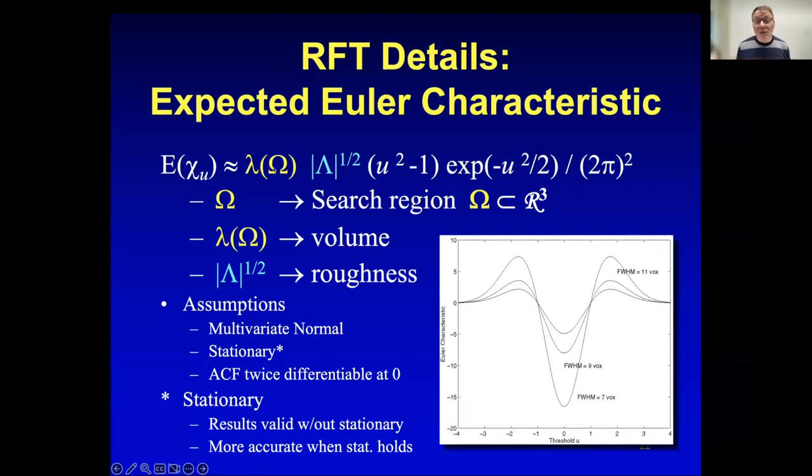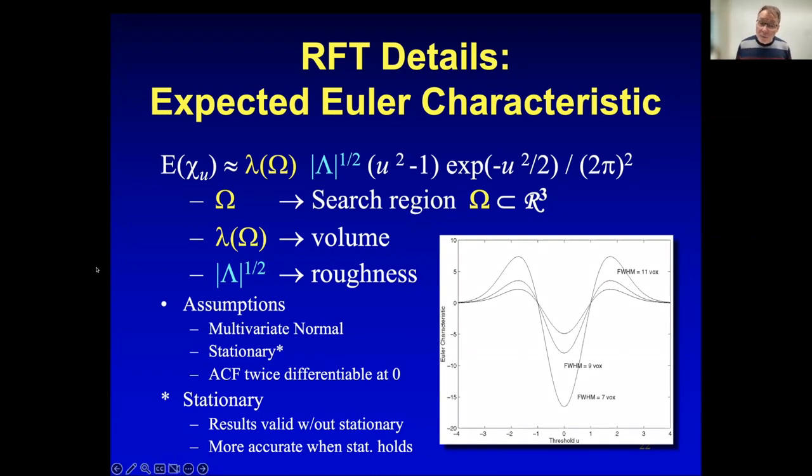If you know the size of your search region, how big is a brain, and how rough is the noise, you can turn the crank on this expression and we can find out what is the family-wise error risk for a given threshold U. And we can tune it and adjust it to find out what is the threshold that will give us 5%.